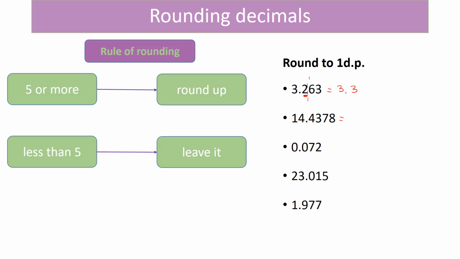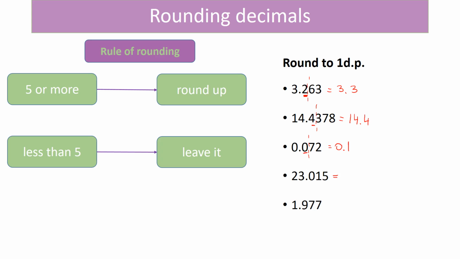In the next example, 4 is the first decimal place. So we need to look at 3 to decide whether we need to round up or leave 4 as it is. Now, because 3 is less than 5, we're going to leave 4 as it is. So then the number will be 14.4 to one decimal place. In the next example, 0 is the first decimal place. So we need to look at 7 to decide whether we need to round up or leave 0 as it is. So because 7 is more than 5, we need to round 0 up. So that's going to be 0.1.